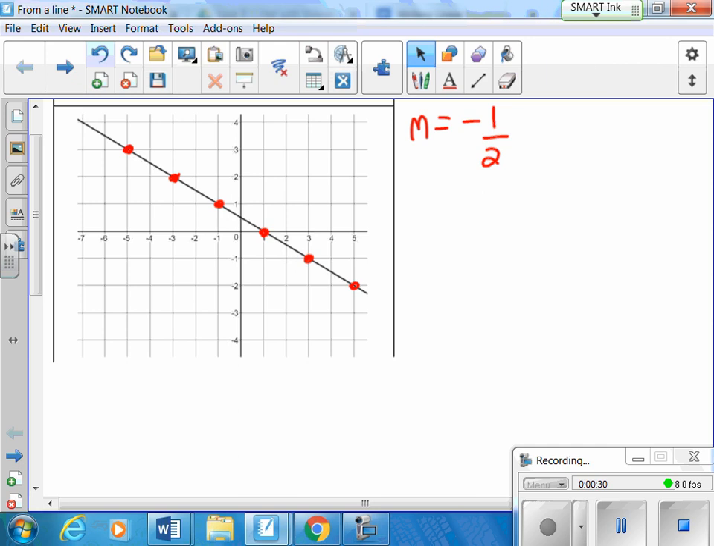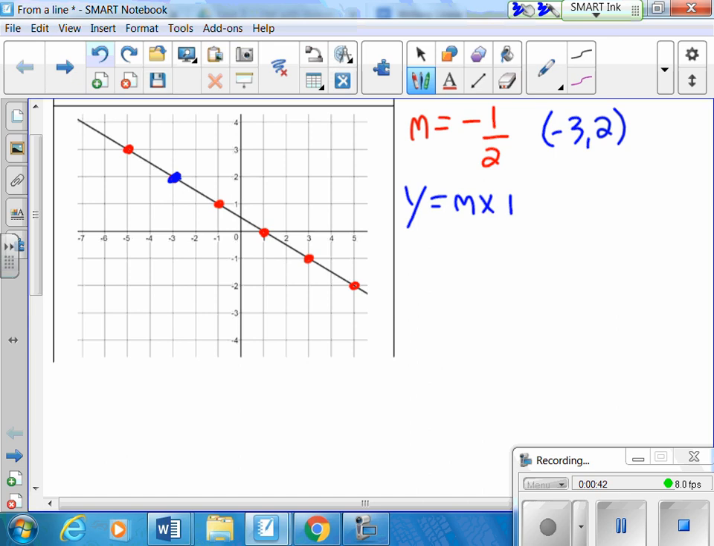We're going to use the slope and one of our points to find the equation. So I'm going to go ahead and use negative 3, positive 2. We're going to plug all this in for y equals mx plus b. In for y, we plug in 2. M is negative 1/2. Okay, that's right here. And in for x, we plug in negative 3.